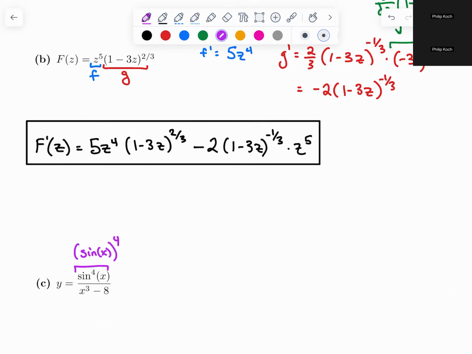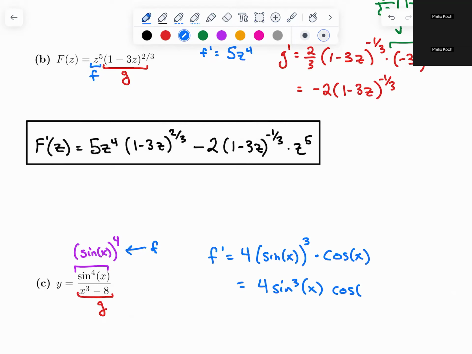So if this is my f and this is my g, then let's do f prime. The outer function is the fourth power. So the derivative of that by the power rule would be 4 blank to the third power. So it'll be 4 times sine of x to the third power times the derivative of the inside. The derivative of sine is cosine, which we'll write prettier as 4 sine cubed of x cosine of x.